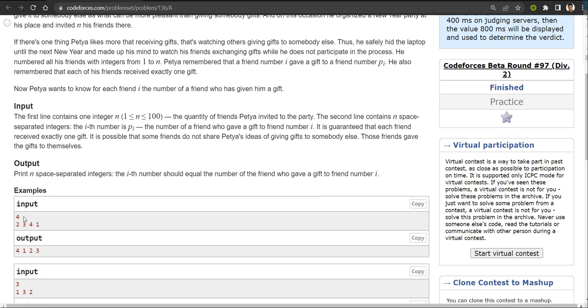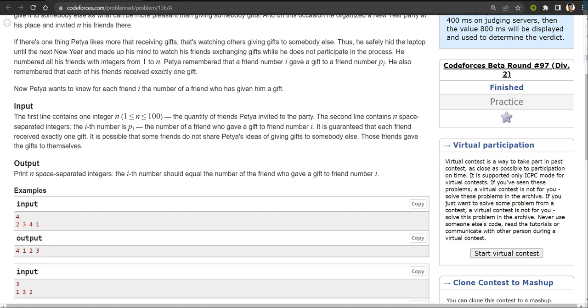This question is saying that you are given n number of people. This 4 is representing n. So these are the people: second, third, fourth, and first person, and these persons are being gifted by their index. Who is gifting second? First person is gifting second.